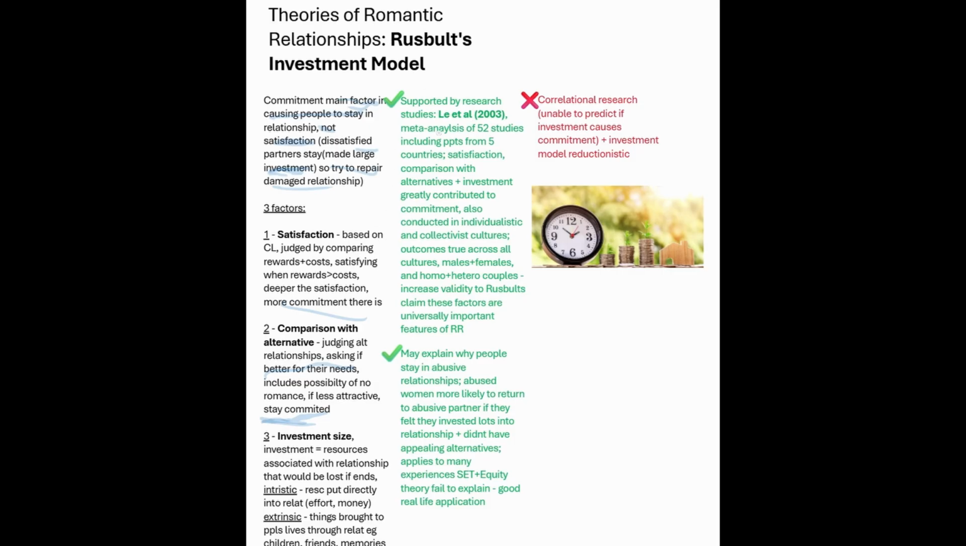This is supported by research studies. Le et al. in 2003 did a meta-analysis of 52 studies including participants from 5 countries, and found that satisfaction, comparison with alternatives and investment greatly contribute to commitment, so it supports this whole idea. Also, it was conducted in individualist and collectivist cultures, so therefore the outcomes are true across all cultures. It also included males and females, and homo and hetero couples. This increases the validity of Rusbult's claim that these factors are universally important features of romantic relationships.